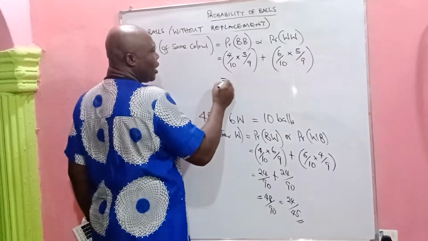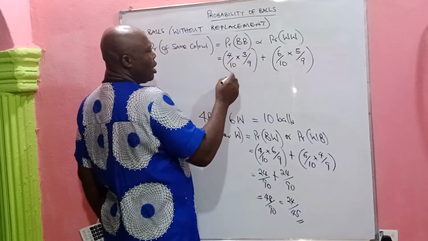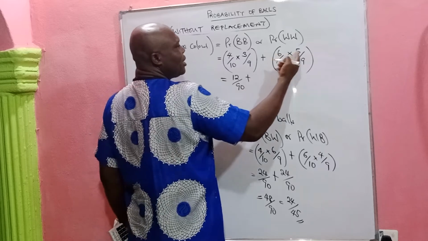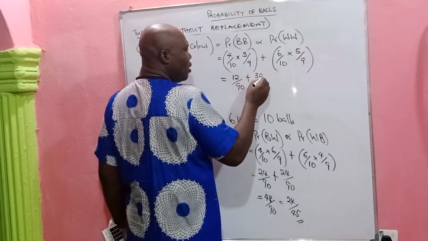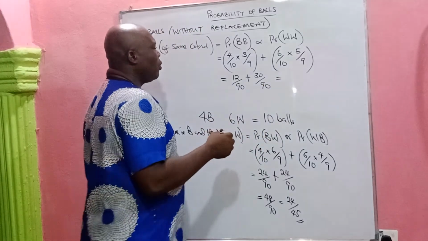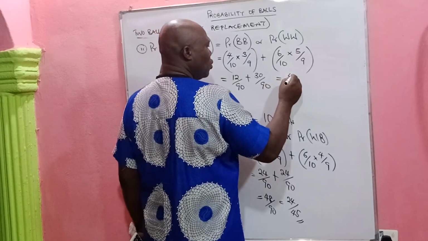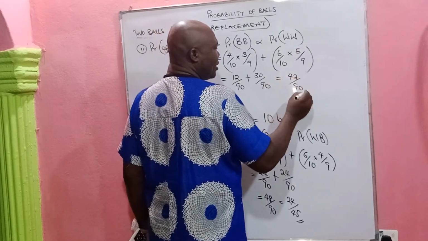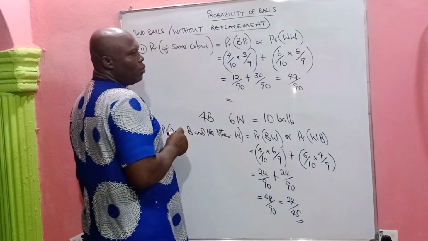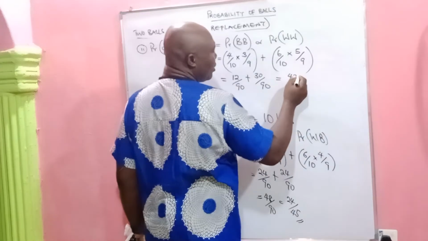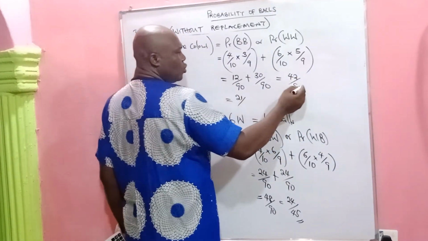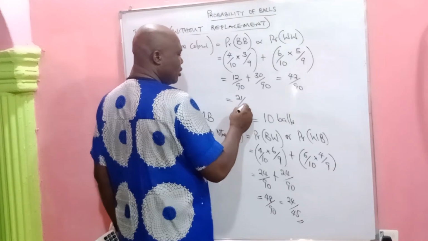All right. So we're going to have 4 times 3. That will be 12 all over 90, plus 6 times 5. That will be 30 all over 90. All right. So this will be 30 plus 12. That will be 42 all over 90. So it means that the probability that they are of same color will be equal to, we reduce to the lowest term. 2 here, that's 21 all over 2 here, that's 45.